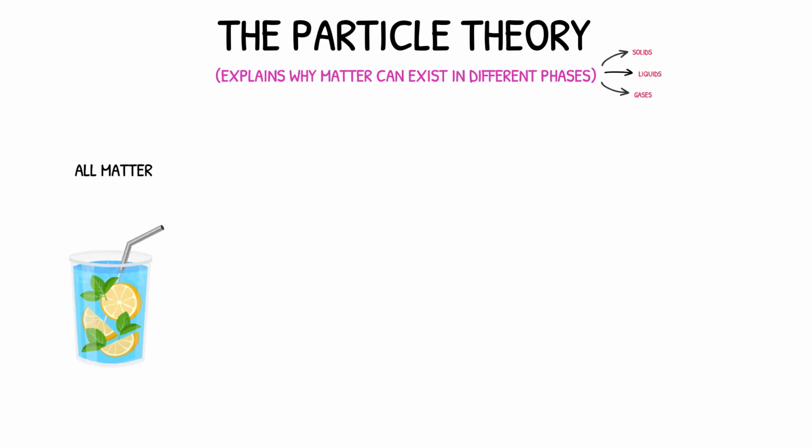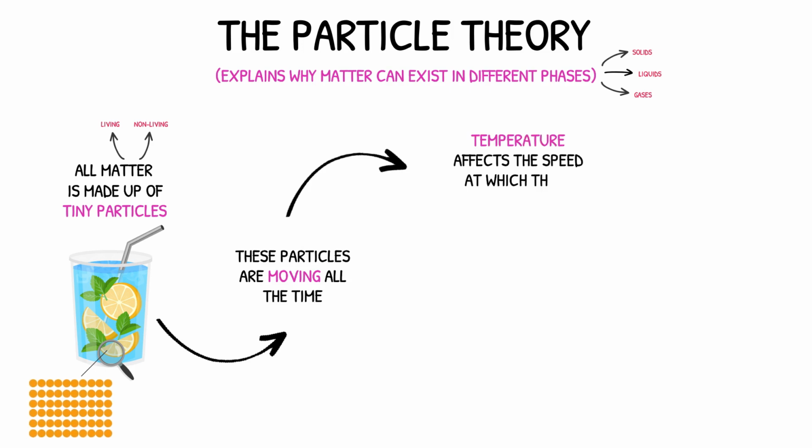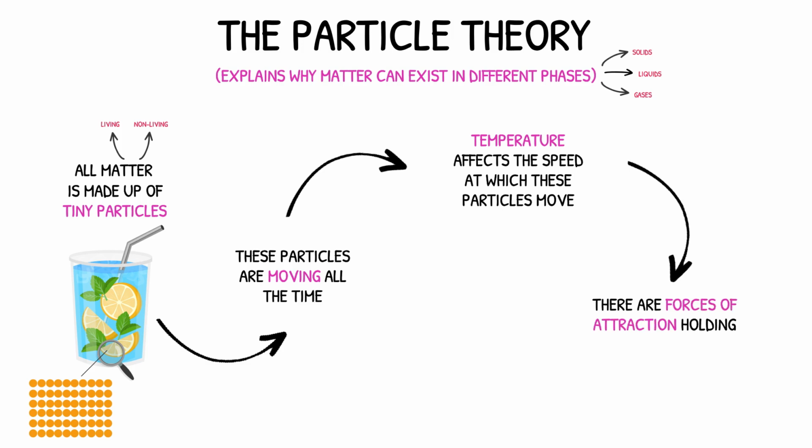All matter, be it living or non-living, is made up of tiny particles. These tiny particles within matter are constantly moving. A change in temperature will affect the speed at which these particles move. And finally, there are forces of attraction between the particles that are holding them together.